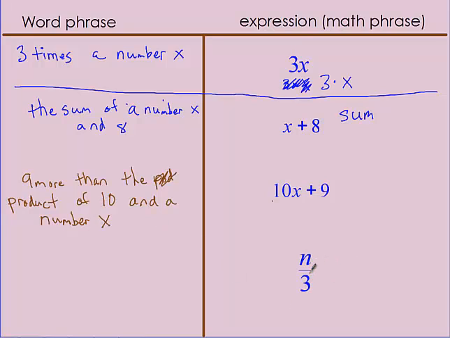Let's do the last one. x divided by 3. And that's one of those, the quotient one. So we can say the quotient of a number x and 3. And that's it. These are examples of what you can do. You don't have to do it this way.